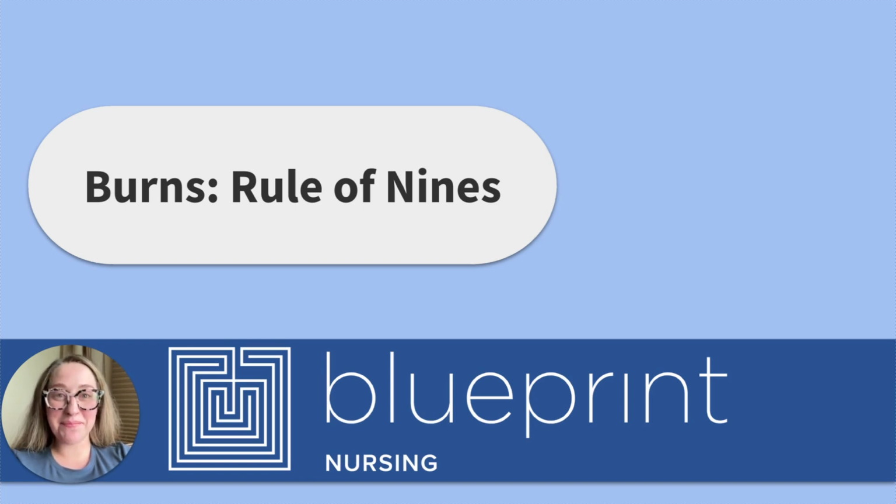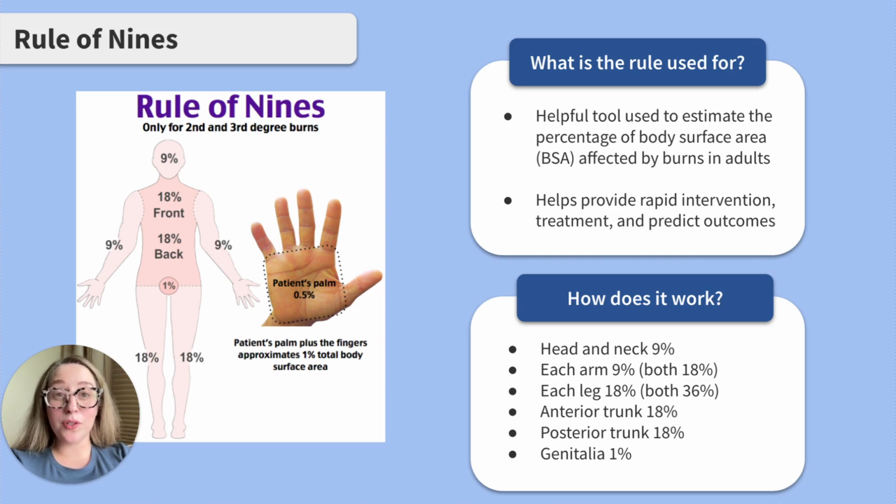Let's jump into it. The Rule of Nines is a helpful tool to estimate the percentage of body surface area affected by burns in adults. This is a great resource for nurses and other healthcare providers to be able to quickly assess the extent of a client's burns. In turn, this helps us to provide rapid intervention, treatment, and predict outcomes.